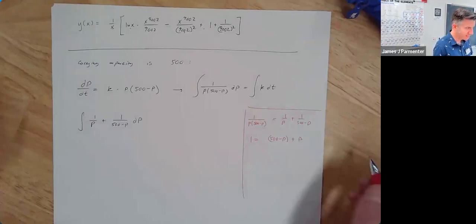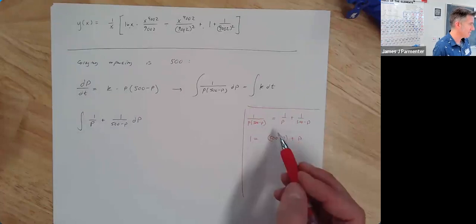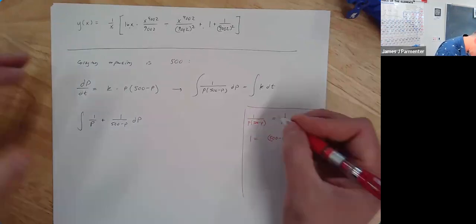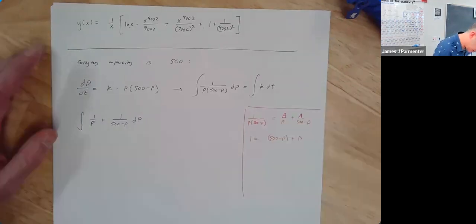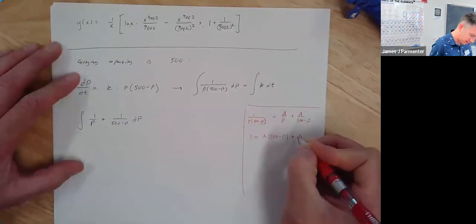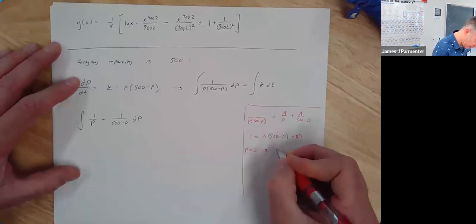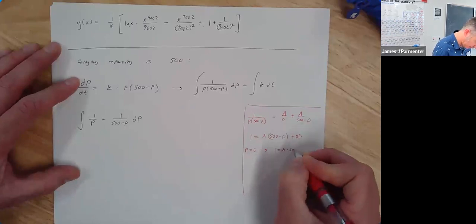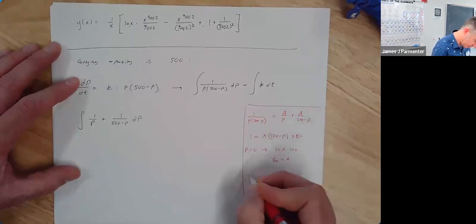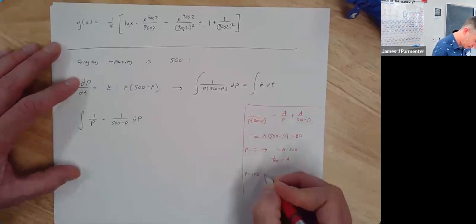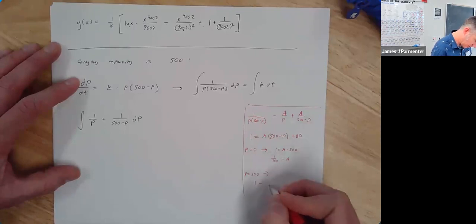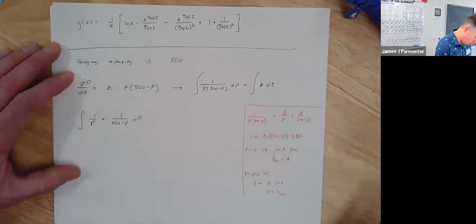Right here, I did something kind of dumb that's easy to miss. I forgot the A and the B because I felt like I already knew what it was going to be. This should be A times that plus B times that. If we set P equal to 0, we get 1 equal to A times 500, so A is 1/500. If we set P equal to 500, we get 1 equal to A times 0 plus B times 500, so B is the same thing, 1/500. So really there should be a 1/500.